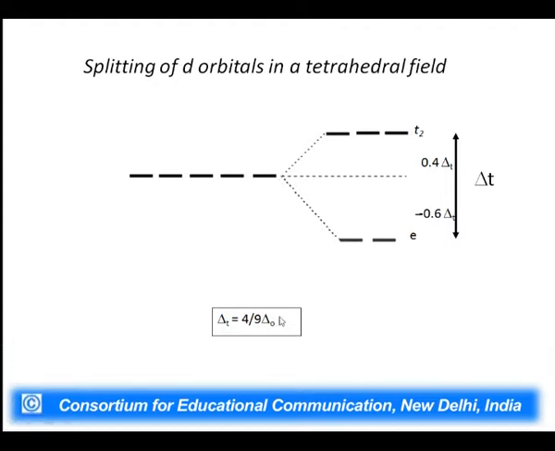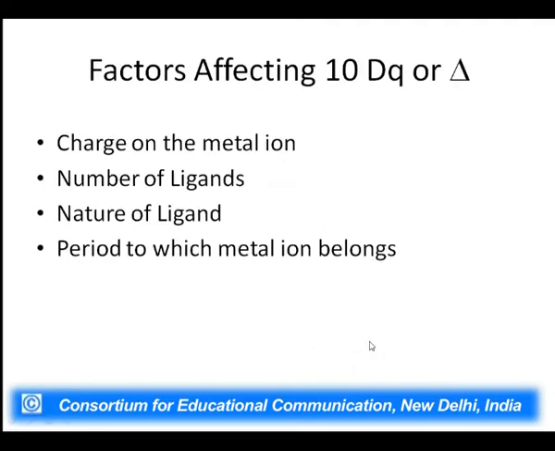And we have also seen how del T and del O are normally related to each other. Approximately, it is the half separation if the ligand and the complex are the same. It is the half separation in the case of tetrahedral complexes in comparison to the octahedral complexes. Nearly it is 4 by 9 of del O.